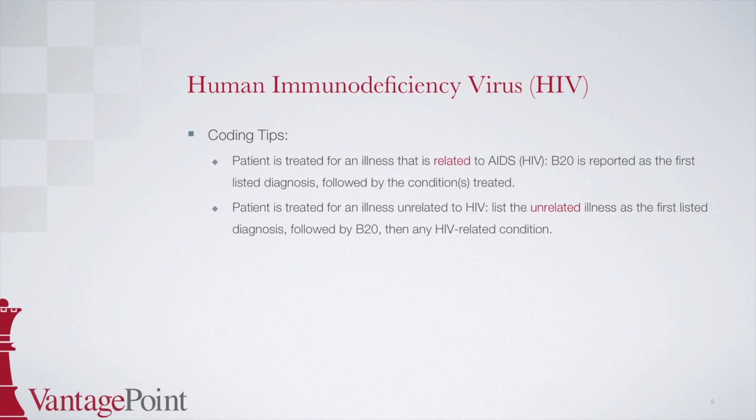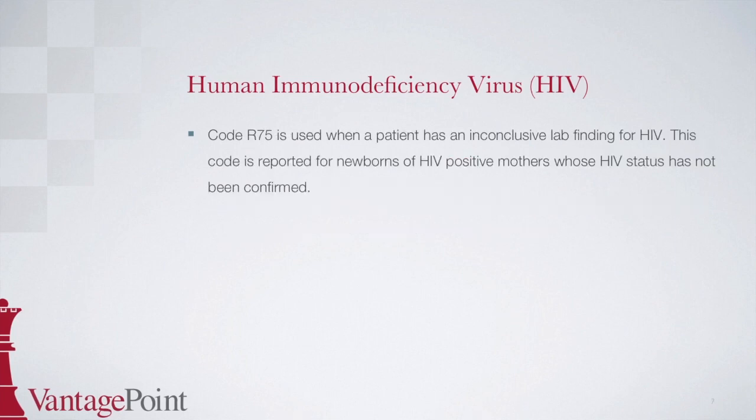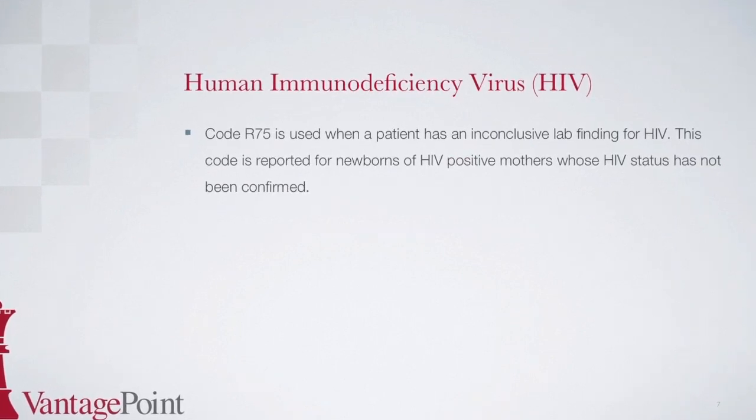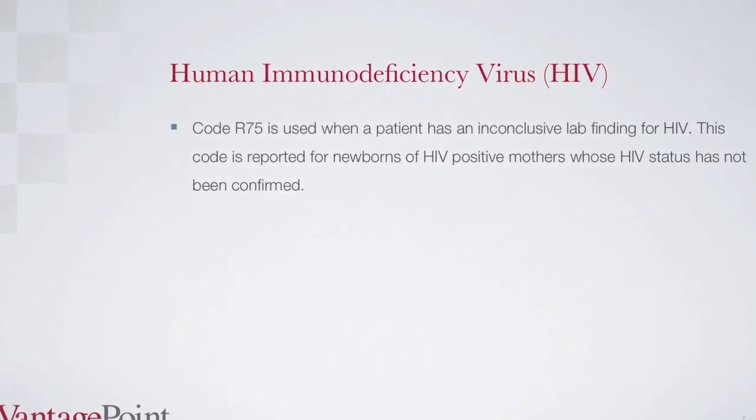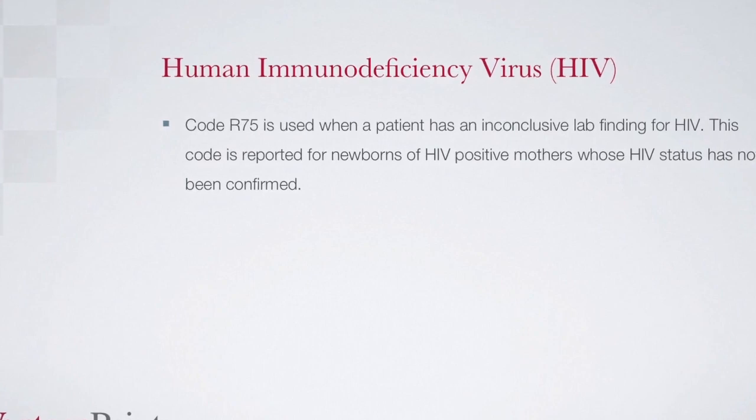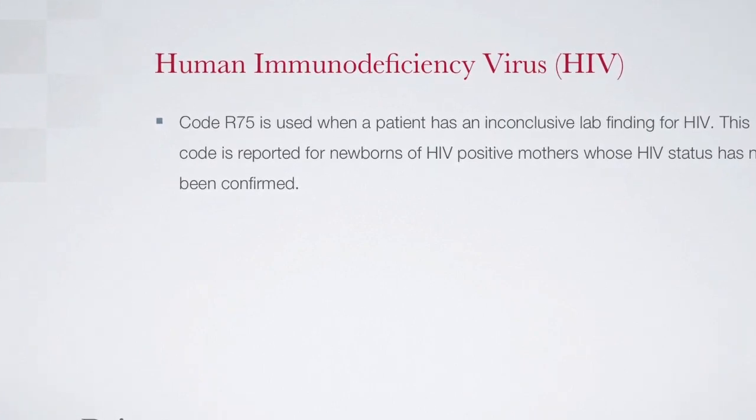If the patient is treated for a condition that's not related to HIV, such as a broken arm after falling down the stairs, the unrelated condition, which is the broken arm, is listed first, followed by B20, and then any HIV-related conditions if present and treated, as illustrated in the second example on this slide. Code R75, which is inconclusive laboratory evidence of HIV, is used for babies when the mother is HIV positive, but the baby's HIV status has not been confirmed.